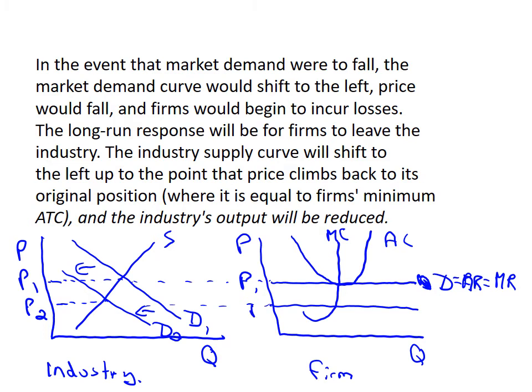And you can see that at P2, again, you would have D equals AR equals MR. You'd be producing at this point, and you would have a loss being shown. So this, at this point, would be a loss. And then you would have the situation where firms would exit the market, bringing the price back up to probably, I would imagine, P1, and the losses would disappear.